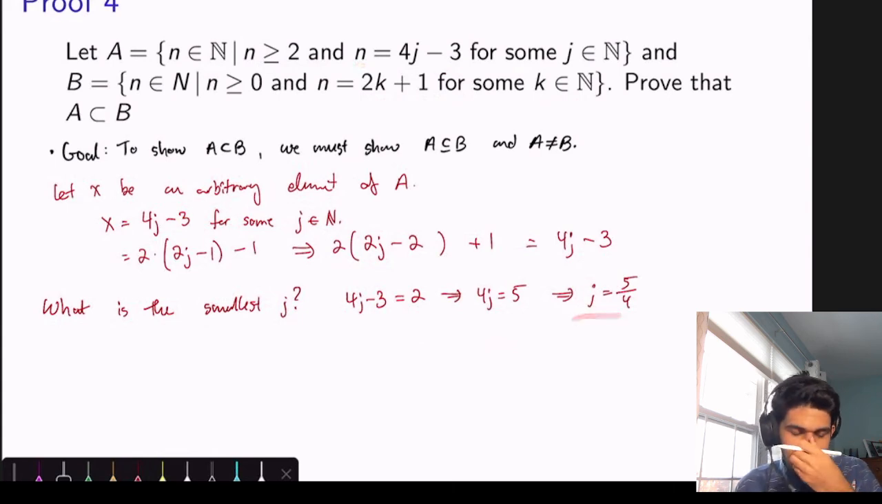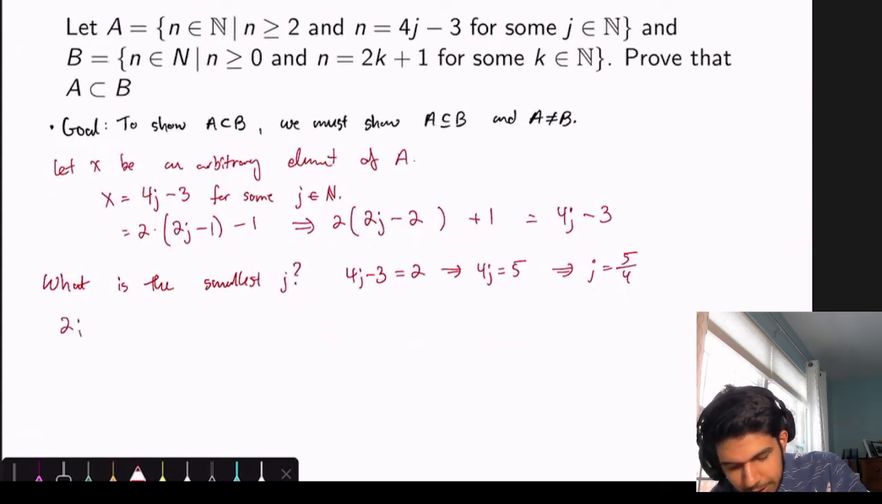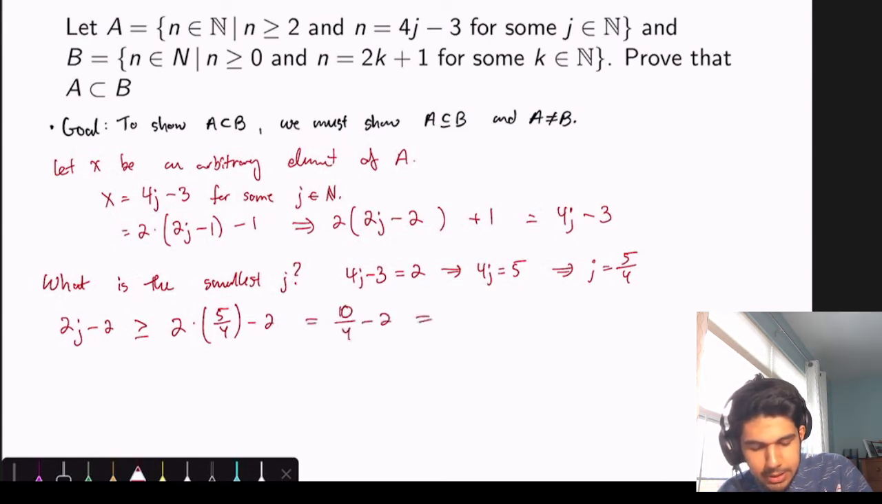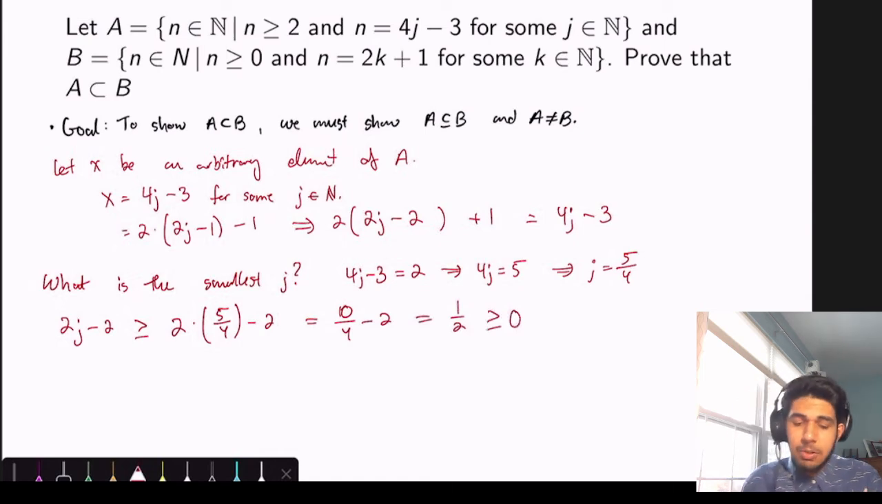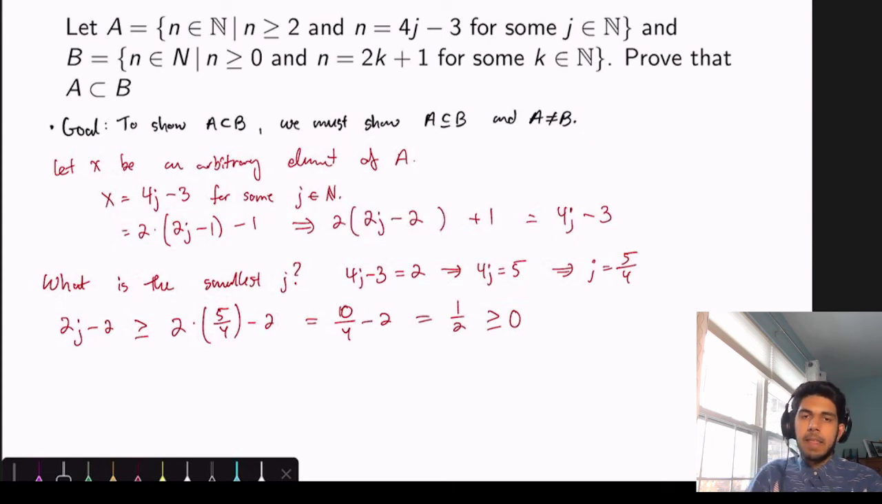But notice that j can't be 5 over 4 because it has to be a natural number. But the thing is that no matter what, this will be in the natural numbers. And the way we can prove this is just by substituting j into here. So 2j minus 2 is going to be greater than or equal to 2 times 5 over 4 minus 2. That's going to be equal to 10 over 4 minus 2. That's going to be a half. That's greater than or equal to 0. So this means that this quantity in here will also be a natural number.